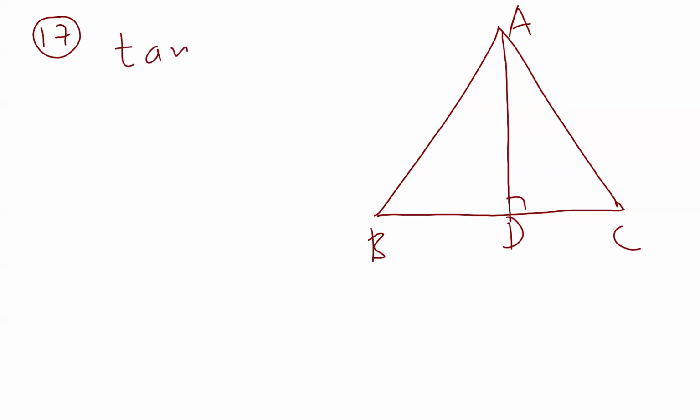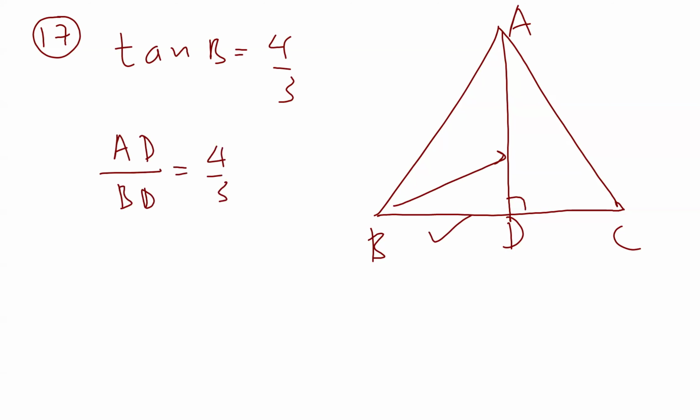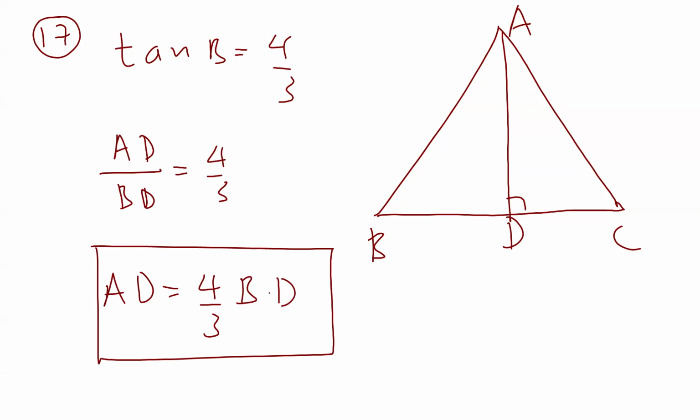Tan B is equal to 4 by 3. By definition, tan B is opposite upon adjacent. Opposite to B is AD and adjacent to B is BD, so AD upon BD is equal to 4 by 3. We'll cross multiply. AD is equal to 4 by 3 BD. One conclusion we have got. Now I'll write the other conclusion. One more thing is there: they have given cos C is equal to 15 by 17.